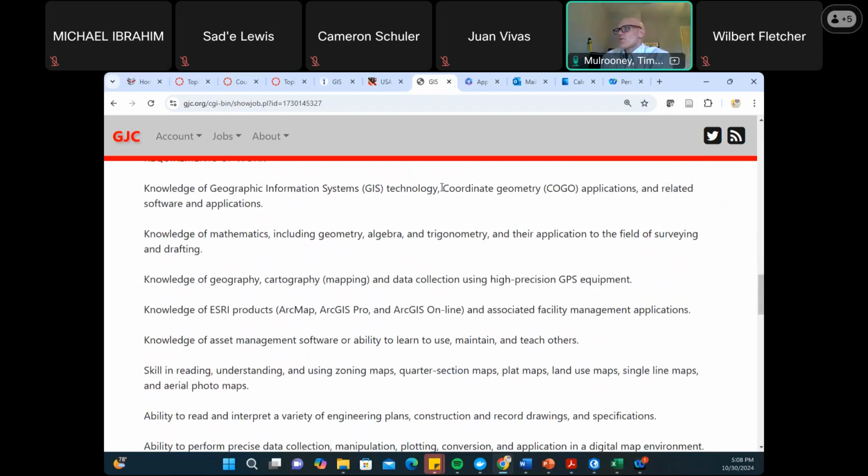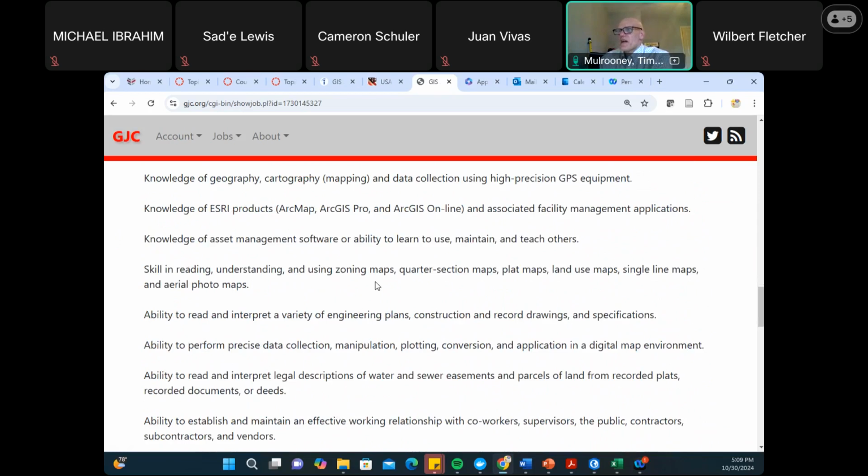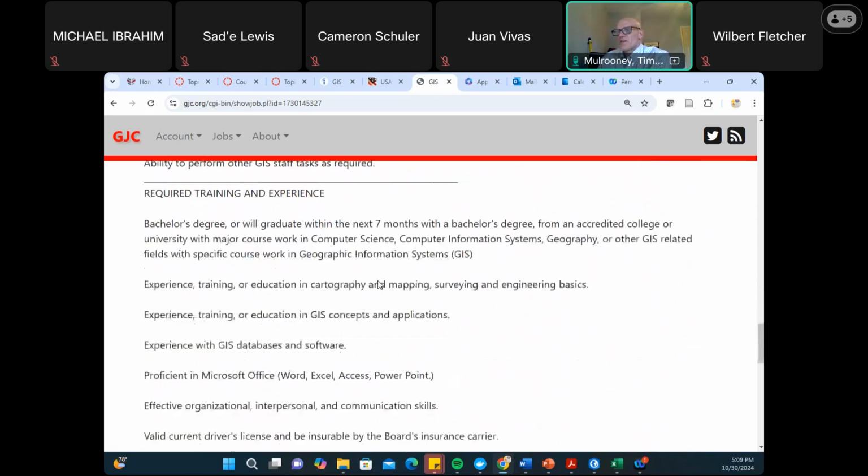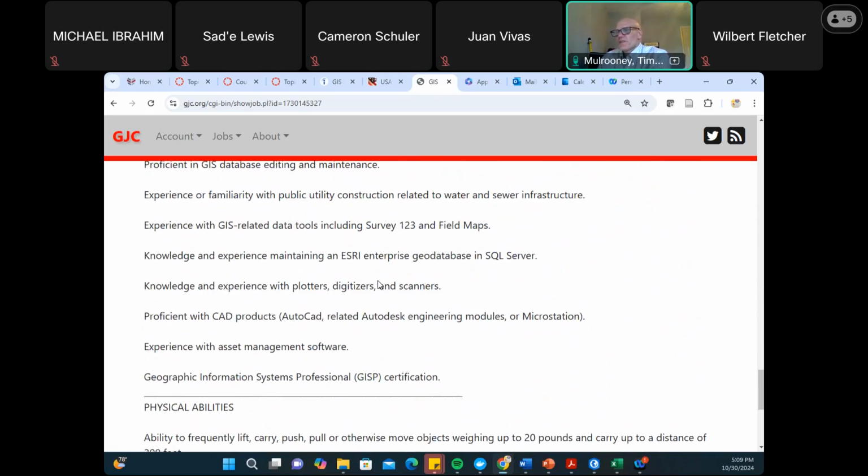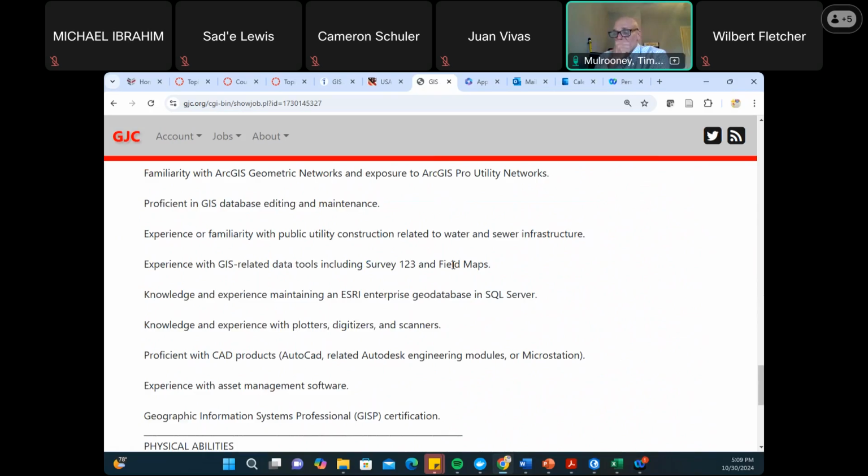Knowledge of GIS, coordinate geometry. One of the things is that if you don't know what coordinate geometry is, go to the GIS training site and look it up. And there's probably a GIS course in the Esri site that we all have access to related to coordinate geometry. Knowledge of geography, cartography, how to make maps, ArcGIS Online, which is some of the things that we're doing here, engineering plans, but these are really neat things here. Survey 1, 2, 3, and field maps. This is what we talk about in our field mapping class.